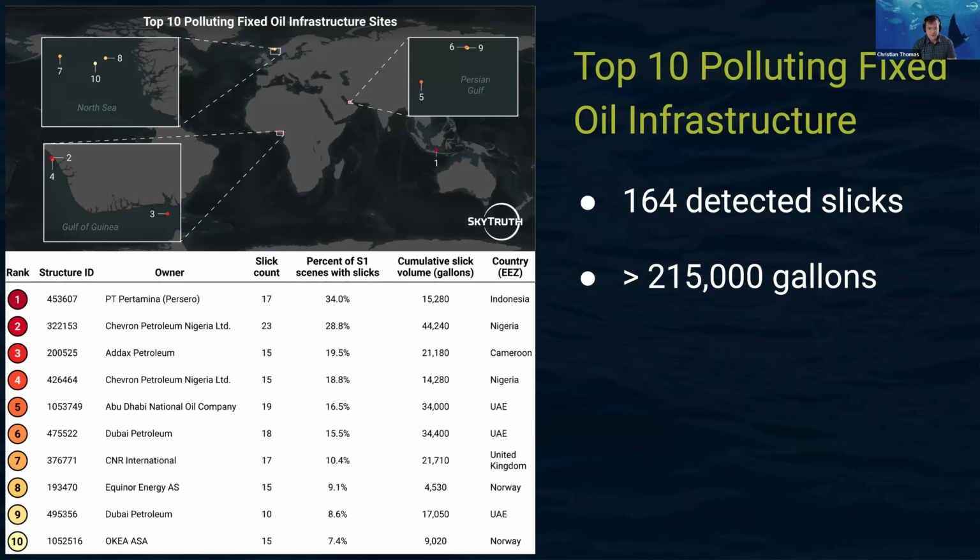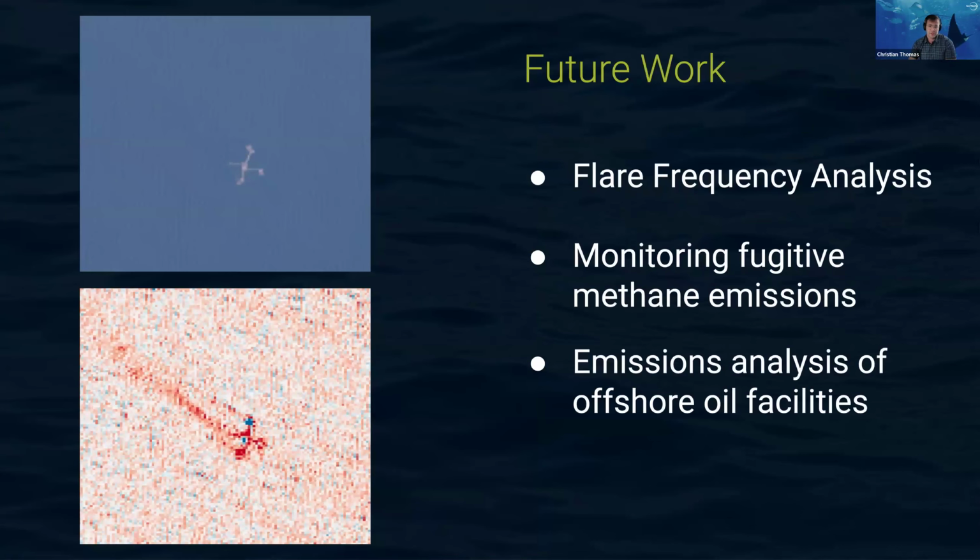And we know that there is a lot more work to be done to fully account for the impacts of the offshore oil and gas industry. So in the year to come, some of the things we're planning to explore are the potential to identify fugitive methane emissions from infrastructure, potentially based on flare frequency analyses. We're also looking into exploring the emissions that are associated with the production of oil and gas at both fixed oil infrastructure locations and FXOs.